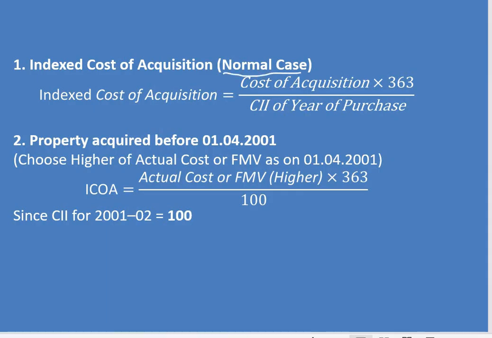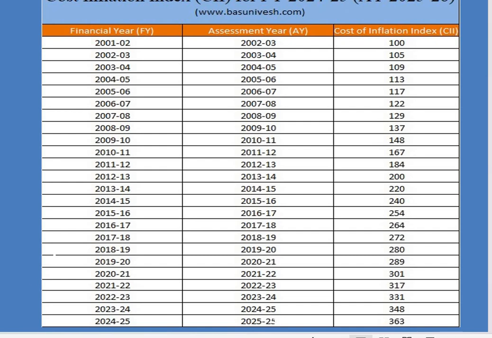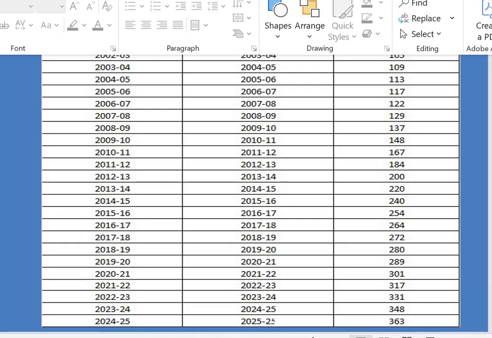I told you it is a normal case. In the normal case, how will you calculate the indexed cost of acquisition? The formula is cost of acquisition, that is the value the assessee paid for that asset, into 363. 363 is nothing but this 24-25 value, no? Can you see this value here? That value 363.